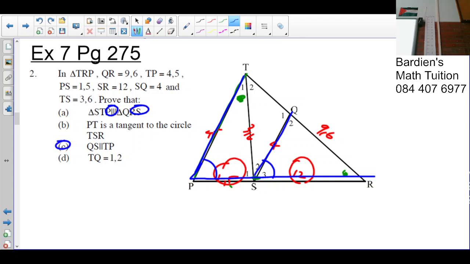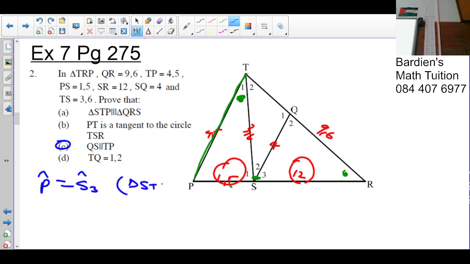Because STP is this triangle here, and QRS is this triangle. So this angle P is equal to that angle S3 of that triangle. You see the link? Okay? Take this back. So we're saying that angle P is equal to angle S3. And where are we getting that from? The fact that triangle STP is similar to triangle QRS.